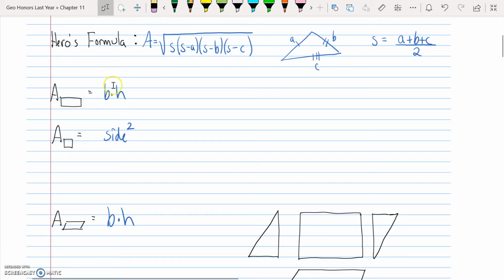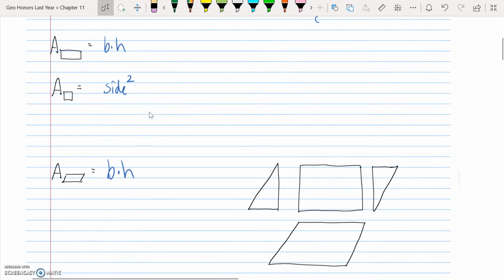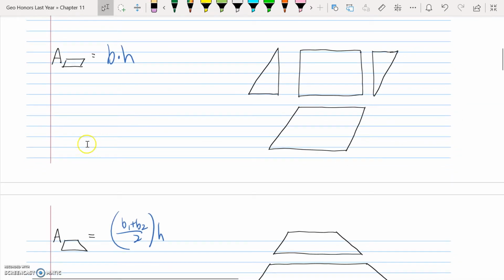Next, area of a rectangle is base times height. Area of a square is side squared. The area of a parallelogram is also going to be base times height. If I look at a parallelogram and deconstruct it, I could take this triangle, slide it over to the other side, and make just one big rectangle, and it would just be the base times the perpendicular height. In fact, anything in the parallelogram family is going to have base times perpendicular height.